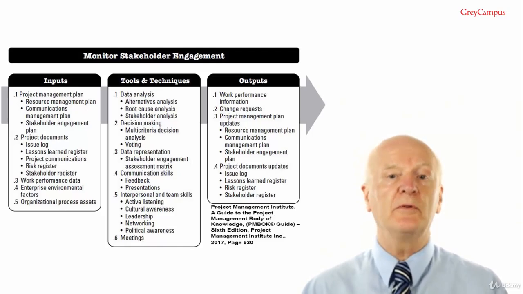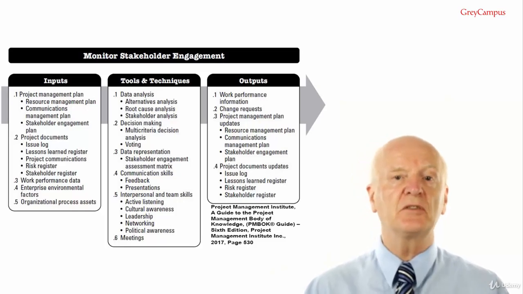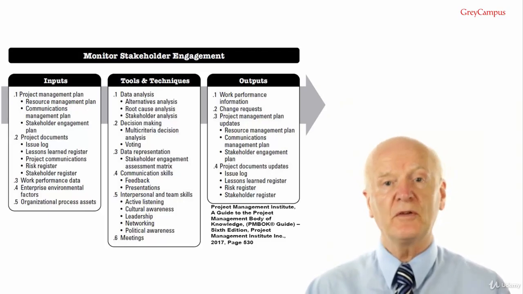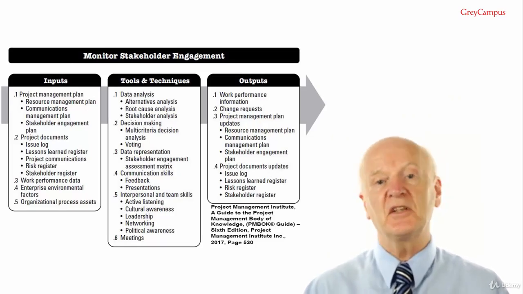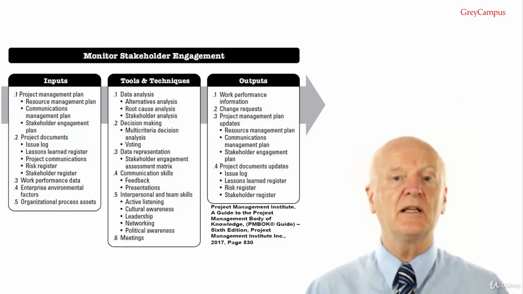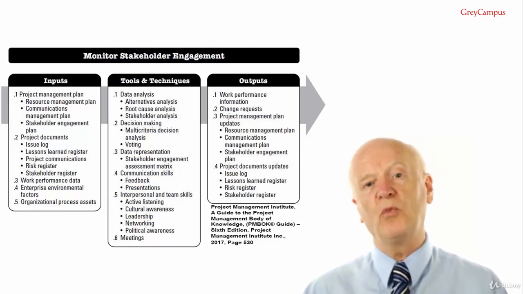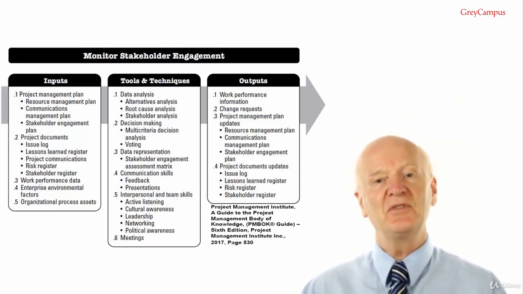Input number 3, work performance data. This contains the information on project status, such as which stakeholders are supportive of the project and their level and type of engagement. And as I've said before several times, when you're recording somebody's level of engagement, whether or not they're supporting the project, don't record their names where they're likely to find them.